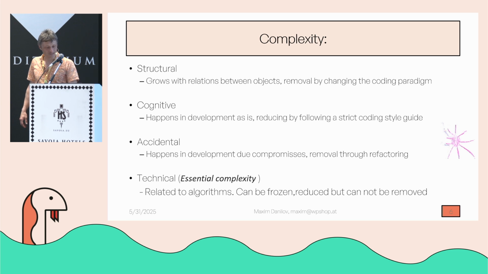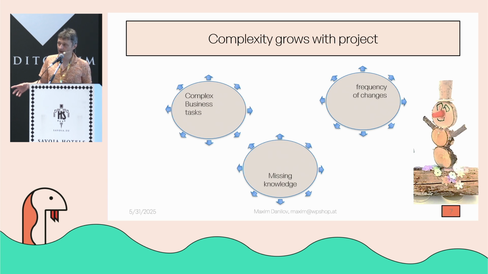Okay. The complexity grows with the project every time. For example, we have a complex business task. It's okay, it should be. We have the complex task of making changes as fast as possible. And also, for every project, we have some missing knowledge about our project.